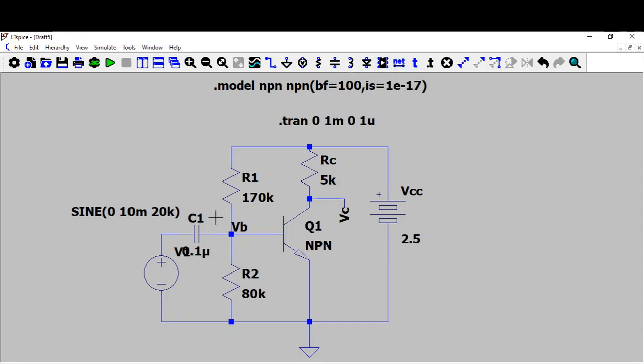Okay, I'll just move this. Now this is fine. Since the frequency is 20 kilohertz, I have to assume that you want to see 10 cycles. Let me show you how to fix the time and all those settings.